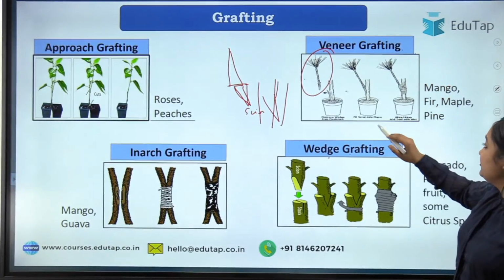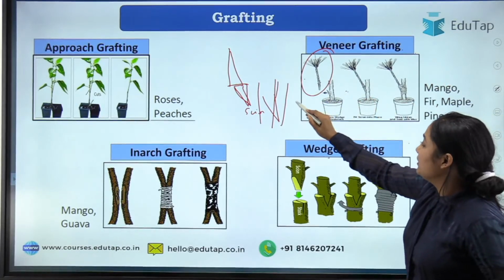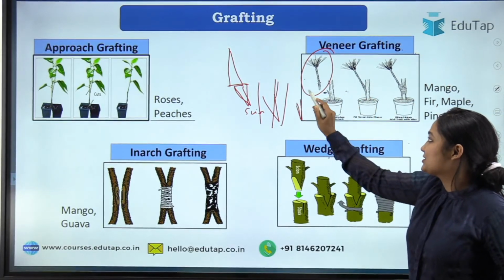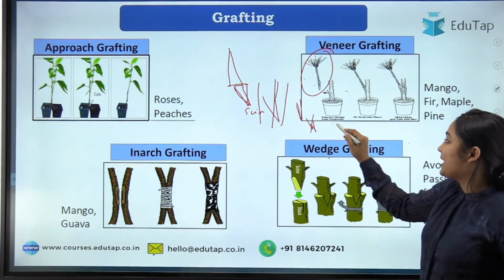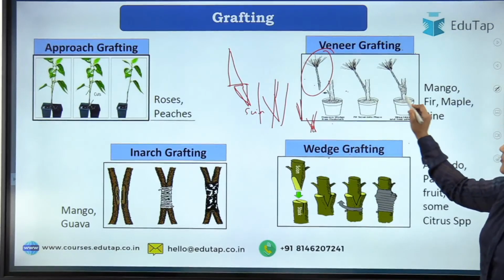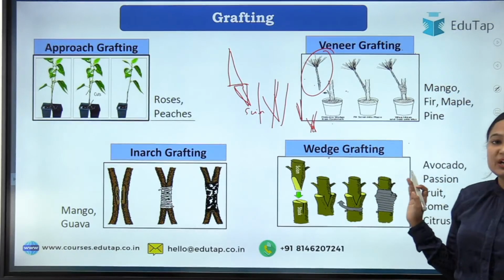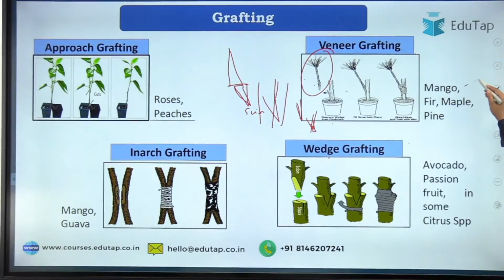Now talking about the Wiener grafting, again you put a sharp V-like structure in the scion, and a little part you will break from the stalk part or the parent plant. Then you will fix them both, and then you will seal them. So that is your Wiener grafting. And mango, fir, maple and pine are the plants where Wiener grafting is used.